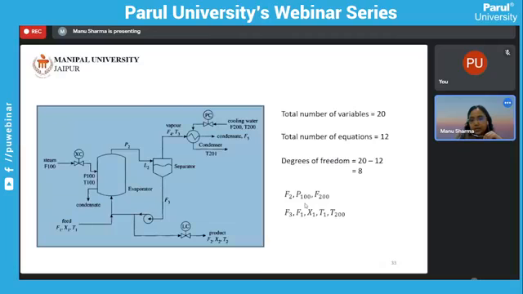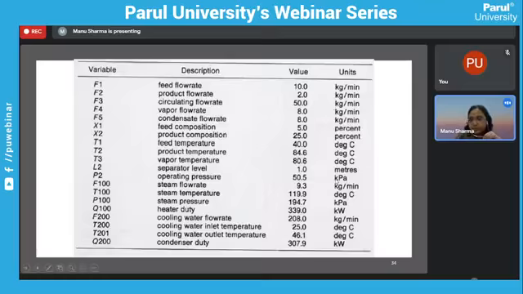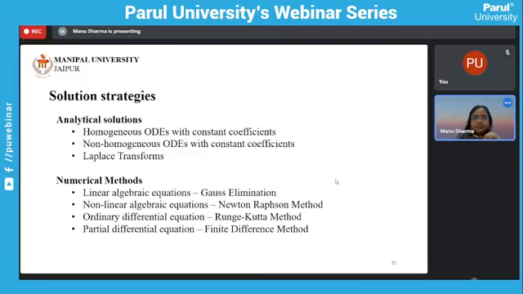So based on the degree of freedom analysis, we have identified that these are the 8 different parameters whose values need to be specified. So here we have specified those values. Coming to the solution, this is all about the model development. Once the mathematical model is developed, we need to simulate it. We need to solve that mathematical model.